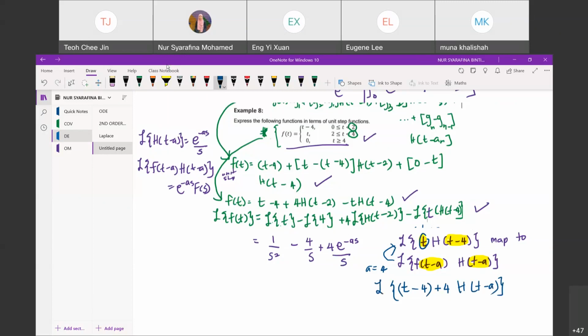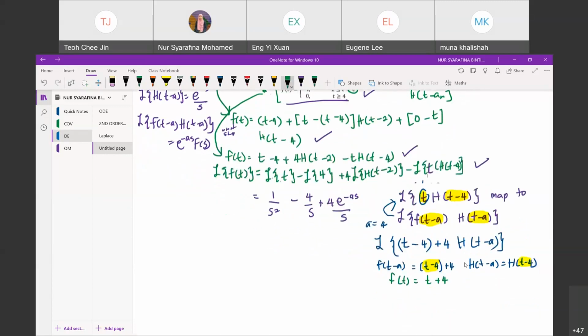And you know that from here, f(t minus a) equals t minus 4 plus 4. Okay, h(t minus a) is h(t minus 4). So now you have the same term of t minus 4 and t minus 4. So when f(t minus a) is t minus 4 plus 4, then your f(t) should be t plus 4, right? Am I right?